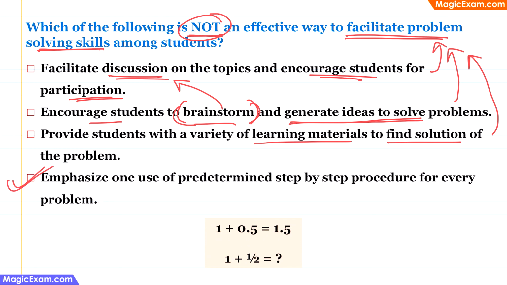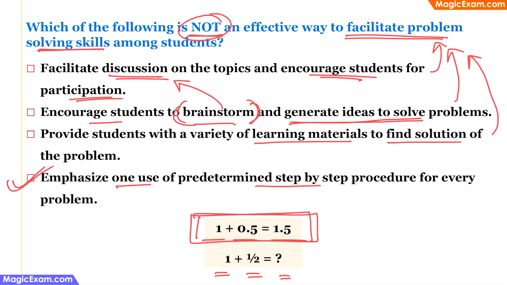For example, if you use one predetermined step-by-step procedure, for example, if you teach some children that 1 plus 0.5 is 1.5, and if you make them memorize this step-by-step process, then they know how to solve this kind of problem. But what if tomorrow they see a different problem in which it is written 1 plus half is equal to what? Now here they are not able to solve this problem because they can't relate to this, because they don't know that half is nothing but 0.5.